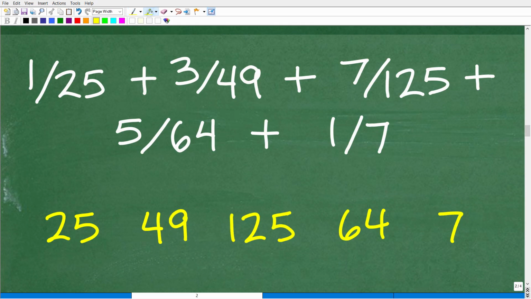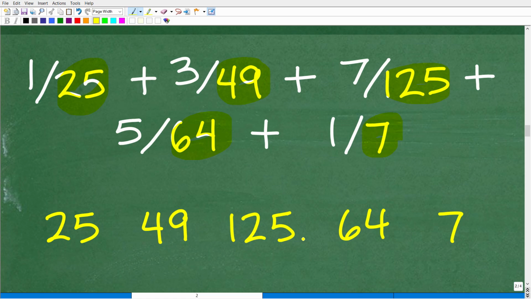And here is the problem again, right? So we're not going to add these up. We just need to find the LCD. So we're going to focus in on the denominators here. So we have 25, 49, 125, 64, and 7. Okay, you can see here I have all these numbers broken down, 25, 49, 125, 64, and 7.